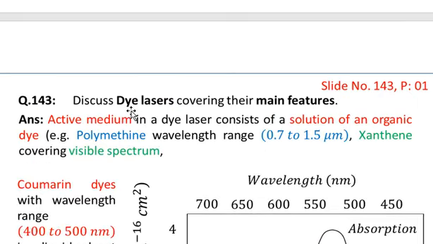Question is, discuss dye lasers covering their main features. The answer is, the active medium in a dye laser consists of a solution of an organic dye, for example, polymethine, with a wavelength range of 0.7 to 1.5 micron, and xanthine, covering the visible spectrum.